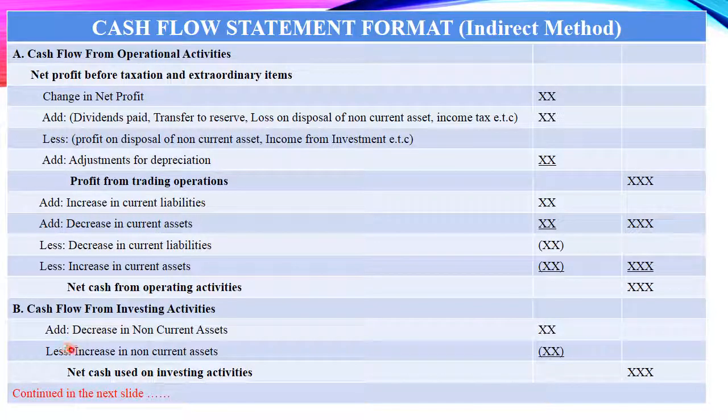Then you are supposed to subtract any increase in non-current assets. If, for example, the number of vehicles has increased in a particular year, it means that the firm has spent cash in buying the motor vehicles, and therefore it reduces the amount of cash. When the amount of cash is reduced, that is why we are subtracting an increase in non-current assets. Then the total under that will give you the net cash used in investing activities.